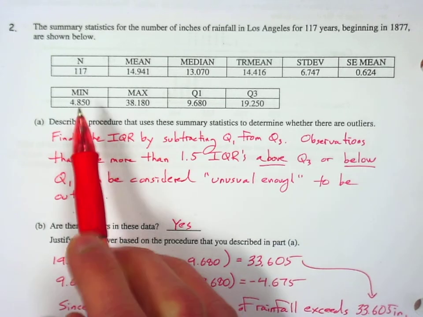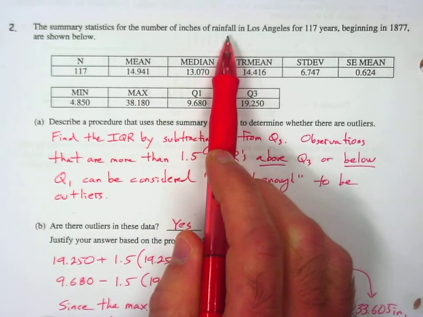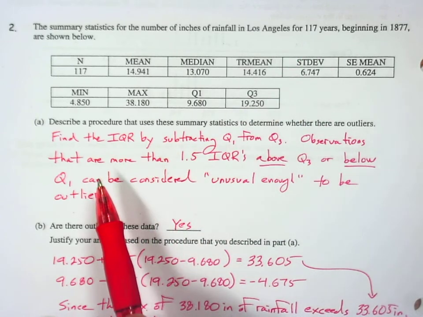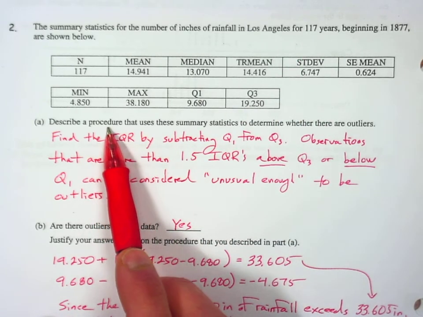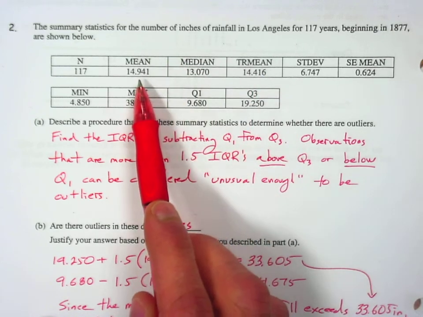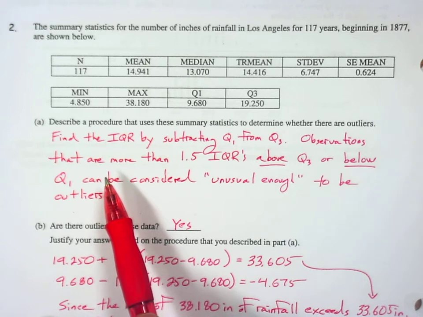You're given a variety of summary statistics for rainfall totals in Los Angeles over the course of 117 years. The first part of the question is to describe a procedure that uses these values to determine whether there are outliers. At this point in our course, the simplest way to do this would be to use the IQR criteria that we've described in the past.